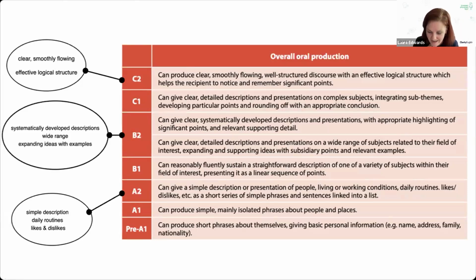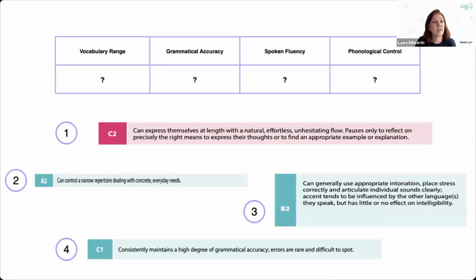We're going to look at a little bit now. I'm going to actually give you something to do, and we're going to look at some more competences. I have taken 4 descriptors here at random from 4 competences: vocabulary range, grammatical accuracy, spoken fluency, and phonological control. I'd like you just to take a minute to read the descriptors and put them in order. Is it 1, 2, 3, 4 or 4, 3, 2, 1?